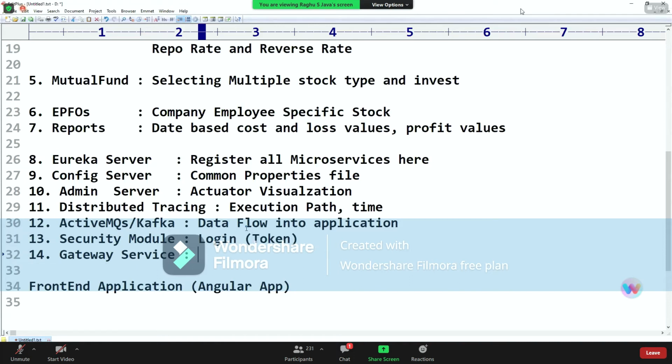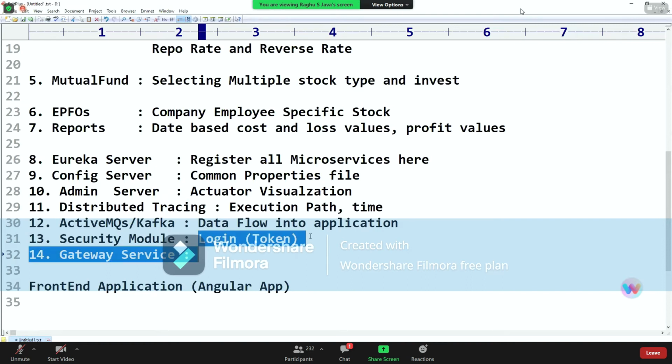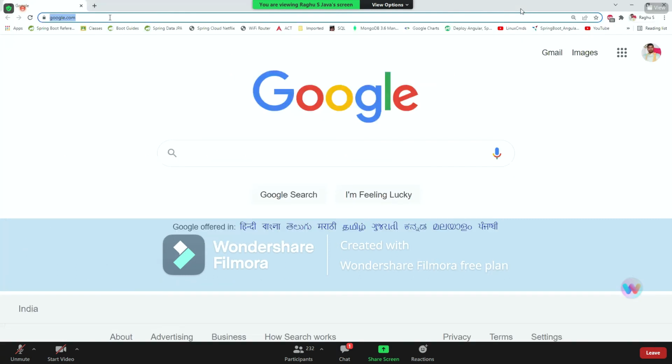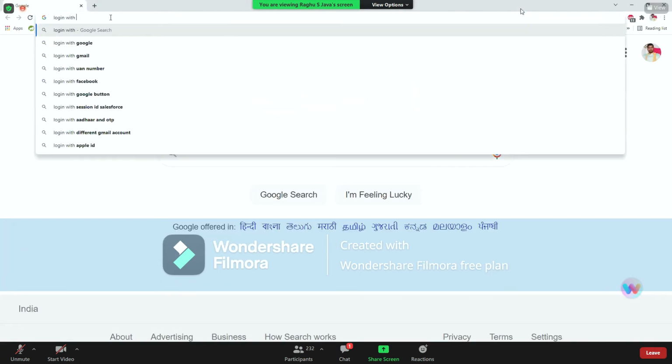One student asked about social login, Facebook login. In financial applications, we will not have social logins. Did you ever see a bank application with social login? Or a credit card application with login with Facebook? If you give that, it is meaningless. If you really want social login, I'll show it separately, but general login will be there in the security. For example, login with Facebook. You want it? Okay, I'll give one example.